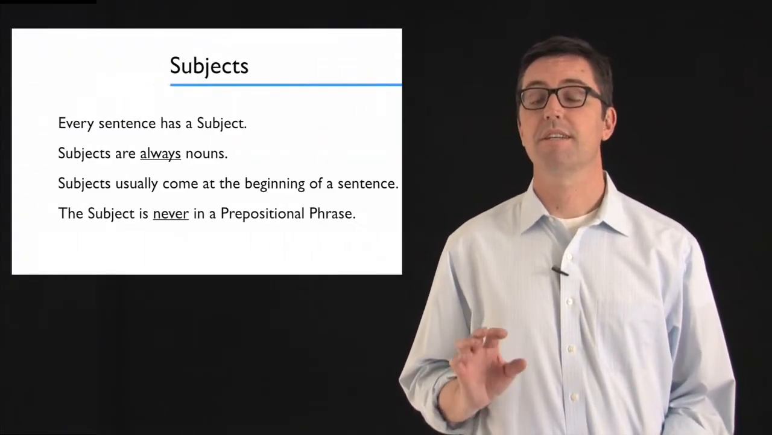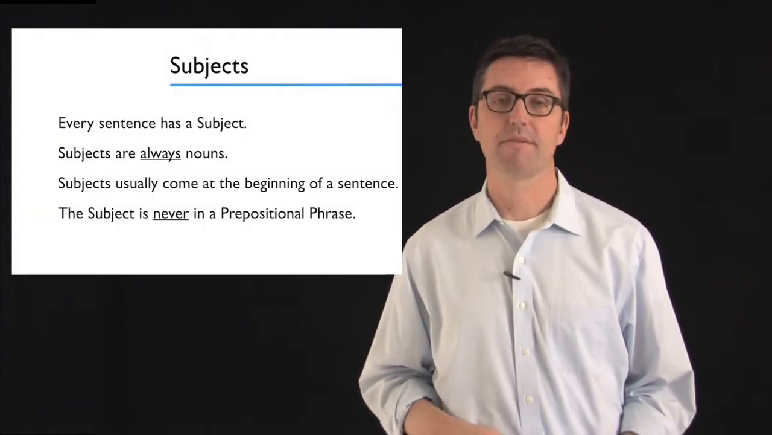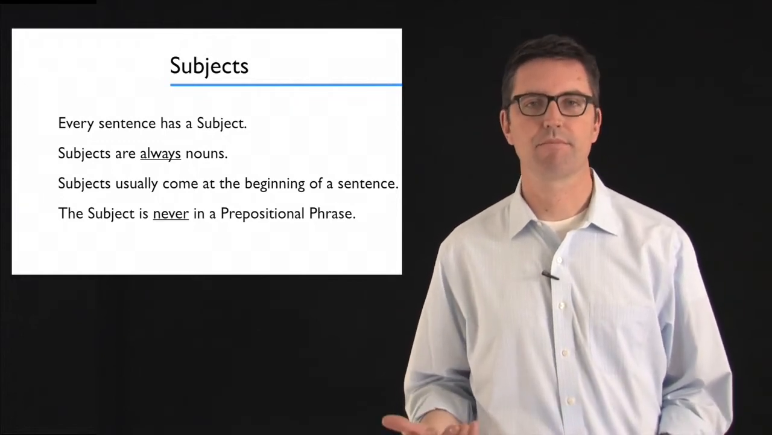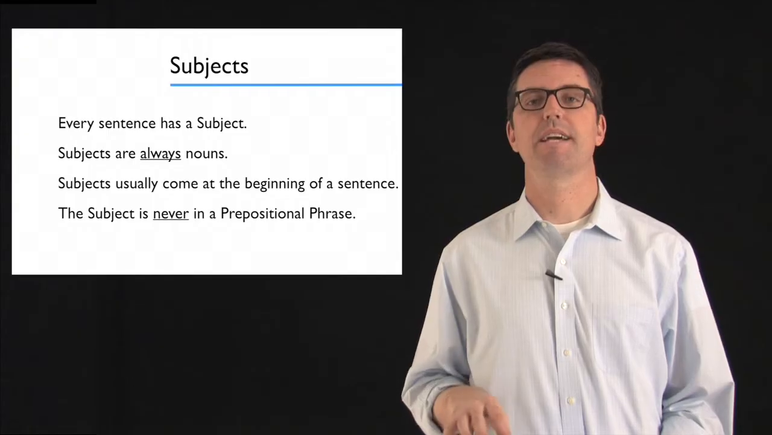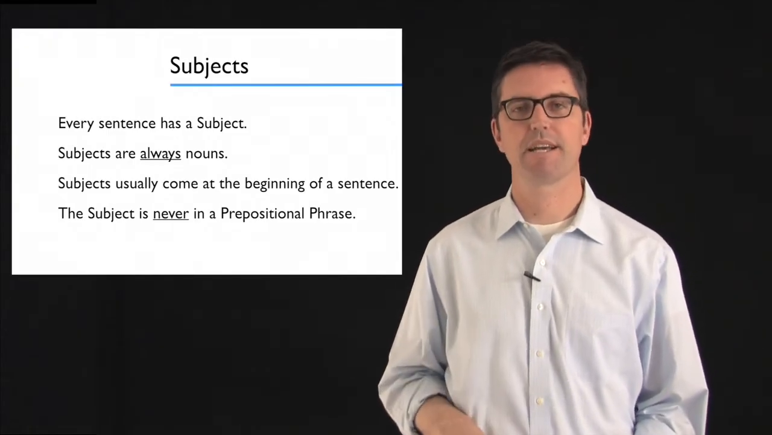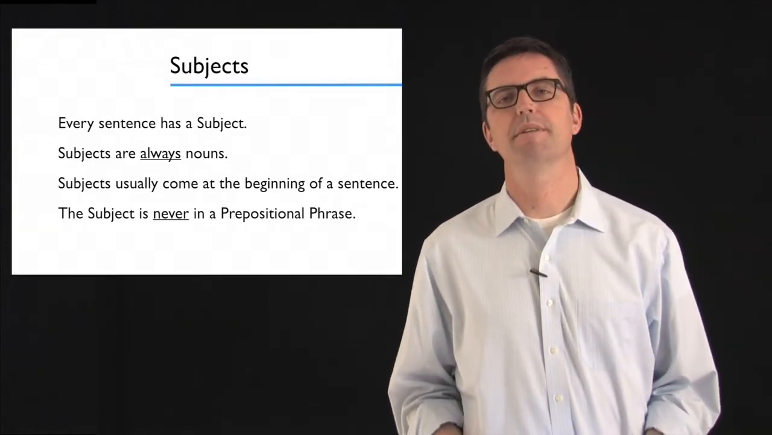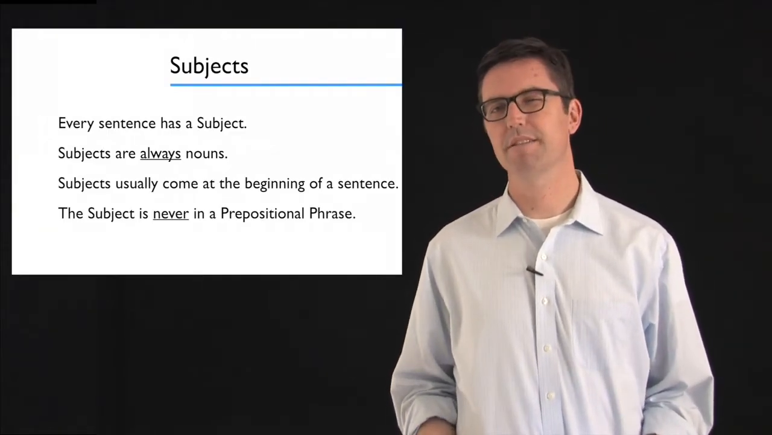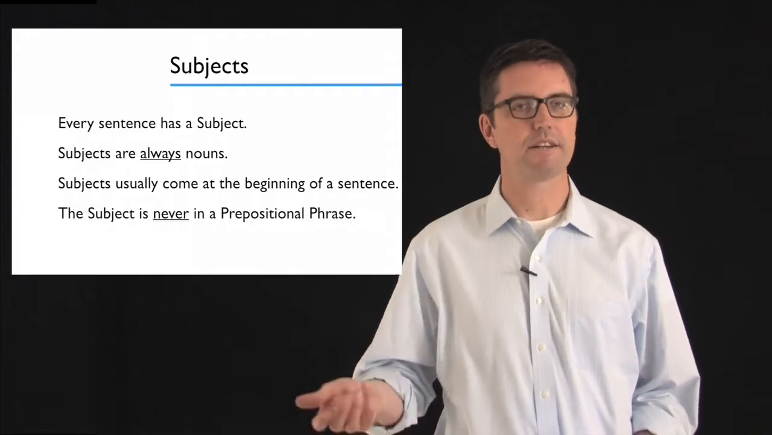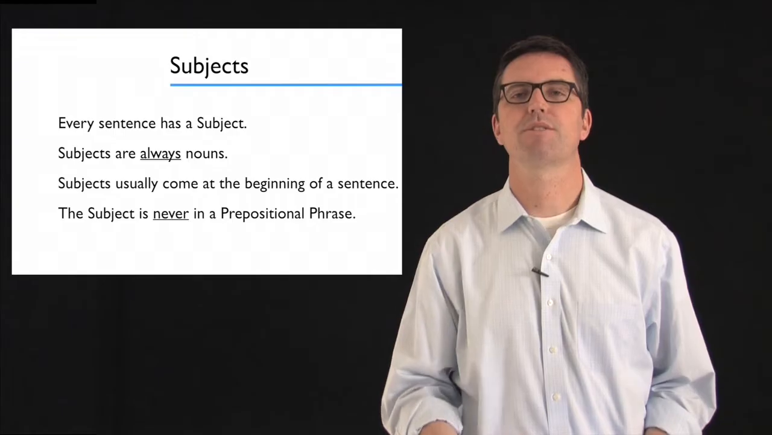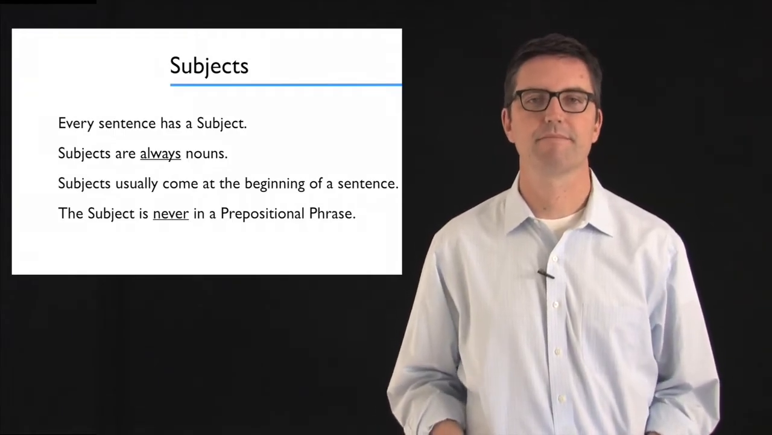There are a couple of things that are always true about subjects. First of all, subjects are always nouns. They have to be a noun. It can be a common noun, it can be a proper noun, it can be a personal noun, it can be a pronoun. We'll get to pronouns in a little bit. Subjects often come at the beginning of a sentence. Not always, but often. And again, later I'll show you why a subject wouldn't be at the end of the sentence. But subjects are usually at the beginning of a sentence.